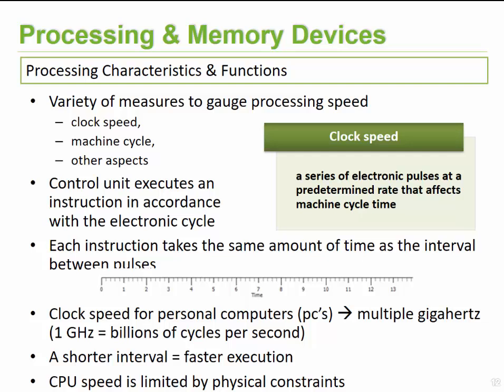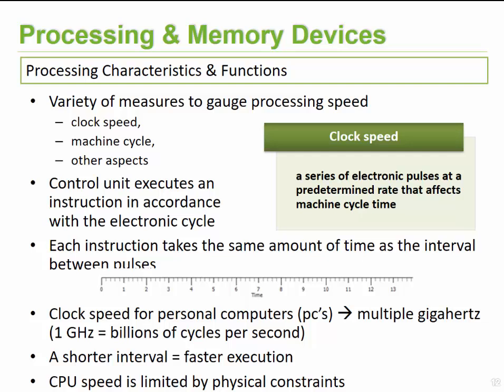Now there are various measures that we need to look at in order to gauge the processing speed. And again, it becomes quite technical, so for those of you that aren't technical, sorry about the following section. So we're going to talk about the clock speed, the machine cycle, as well as some other aspects that influence the processing speed of a computer. So first of all, what is the clock speed?